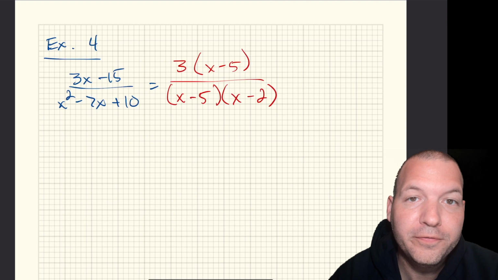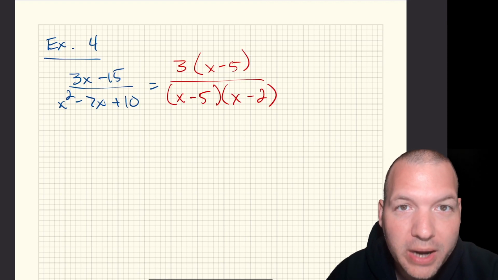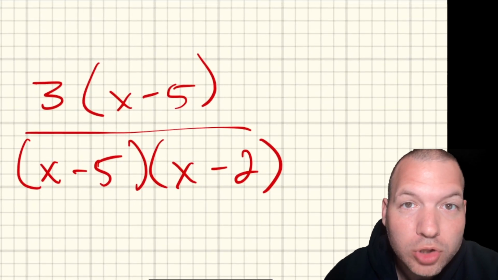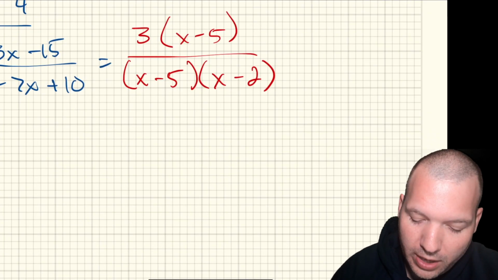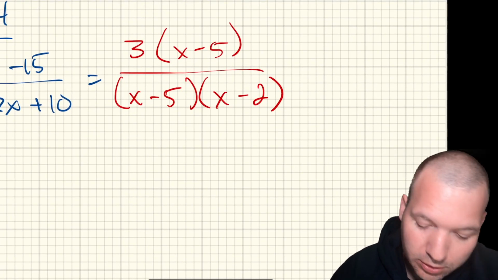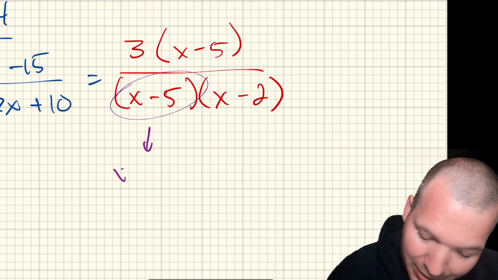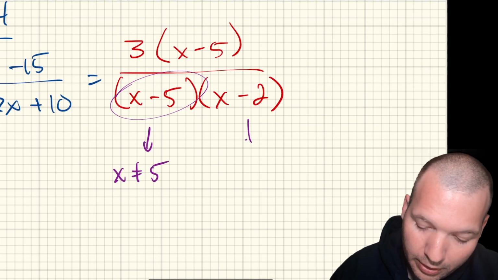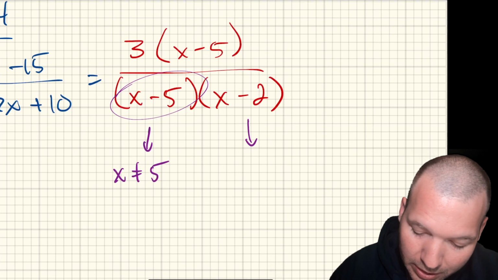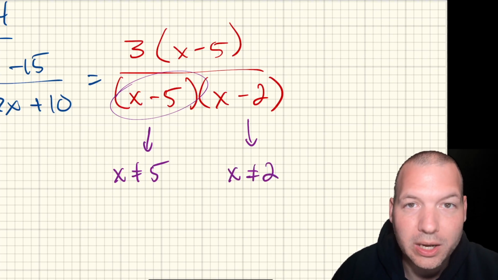Pause. Before you do anything else, don't look at the fact that you have an x minus 5 on both the top and bottom of this expression. Don't look at it. Stop it. Before we do anything with that, let's identify our excluded values. If x minus 5 is in our denominator, that means that x cannot be 5, because that would cause a problem. If x minus 2 is in our denominator, that means that x cannot be 2, because it would make the denominator equal to 0.